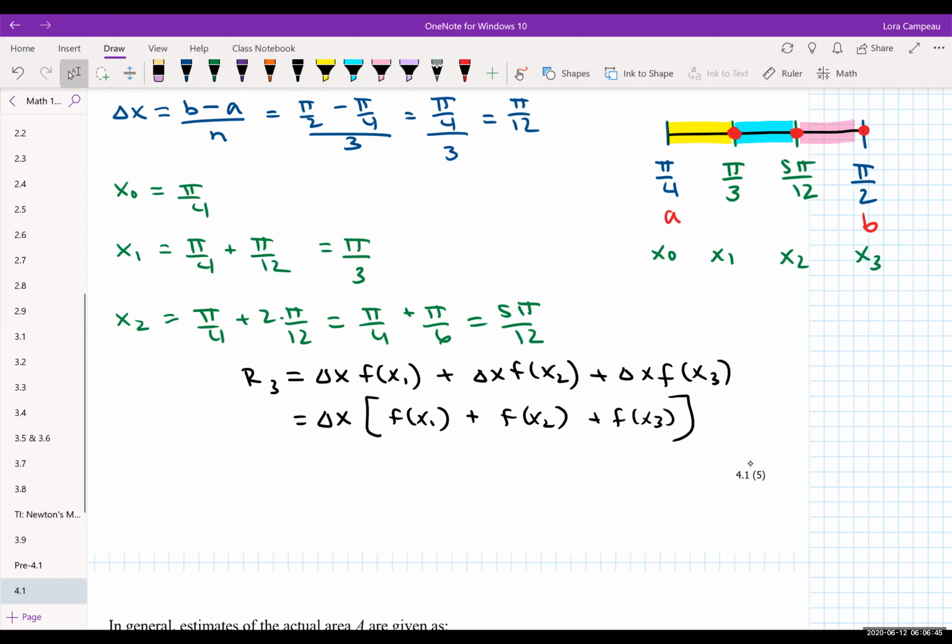And so now I know who is delta x. That is pi over 12. The next step would be to see if I can figure out who I'm plugging in. Who is x sub 1 in our case? It's pi over 3, according to my marking on my x-axis. I'm going to add that to the function evaluated at x sub 2, which is 5 pi over 12, plus the function evaluated at x sub 3, that is pi over 2.